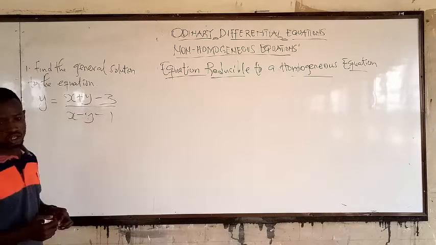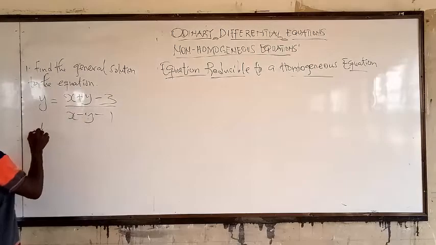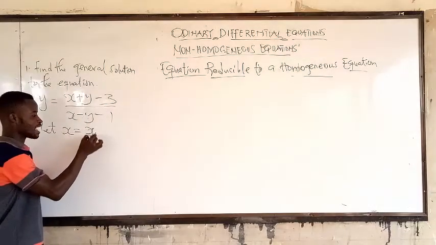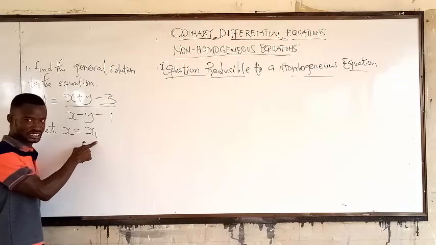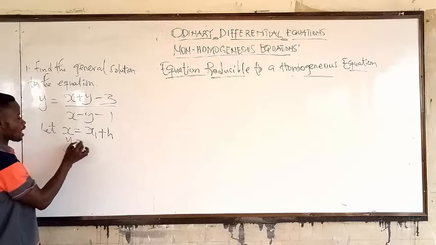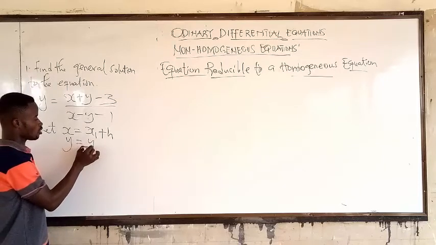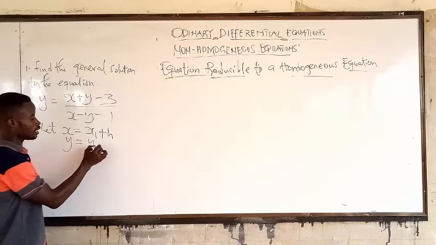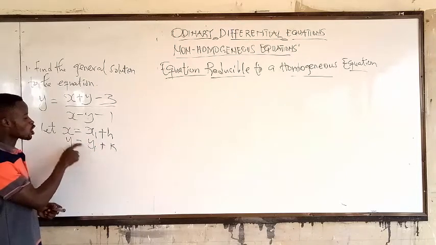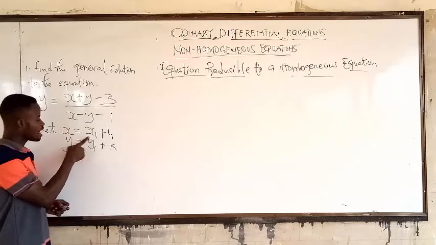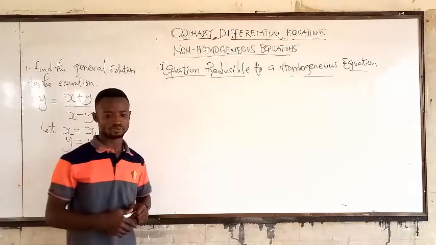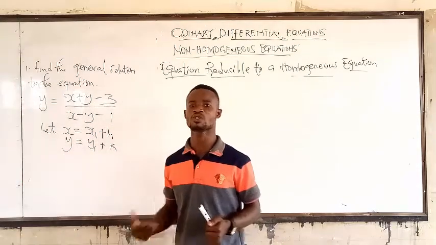First of all, we let x be equal to x1 plus h, and y is equal to y1 plus k. Don't forget x1, it's very important. Why are you bringing x1, y1? Because this x is not the same as this x, and this y is not the same as this y. Don't forget that. Very good. Then from here, what do we do? We do substitution.